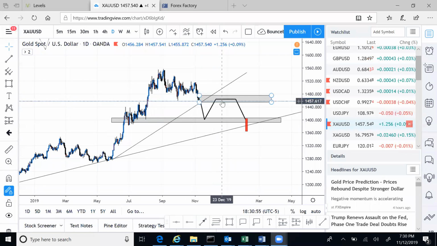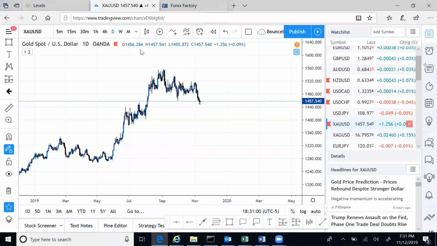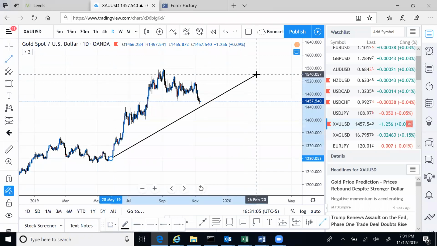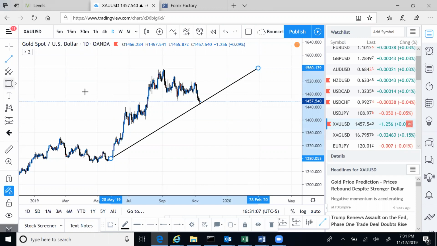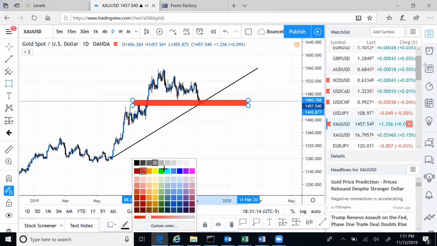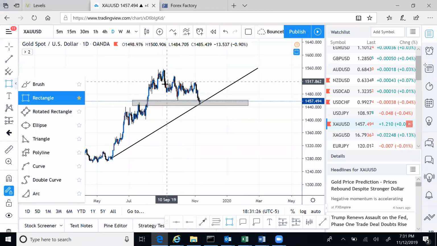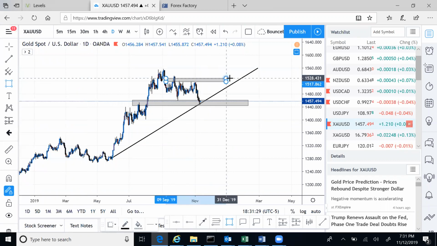All right. So, as I said, I am looking for a buy on gold. Right? I am looking for a buy on gold. So let's mark it up. Here's my trend line. Here is my daily. Let me just make that gray again. Here is my daily structure. All right. We identify both support and resistance.